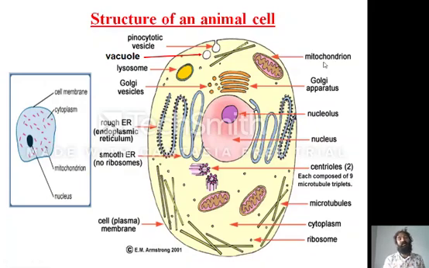Compared to the plant cell, the animal cell has one more important organelle, the centriole. In the plant cell, what is present? Chloroplast. In the animal cell, what is extra? The centriole. Centrioles are absent in the plant cell and present in the animal cell. Chloroplast is absent in the animal cell and present in the plant cell. The cell wall is present in the plant cell and absent in the animal cell. Cell membranes are present in both cells, and the vacuole is smaller in the animal cell and larger in the plant cell.